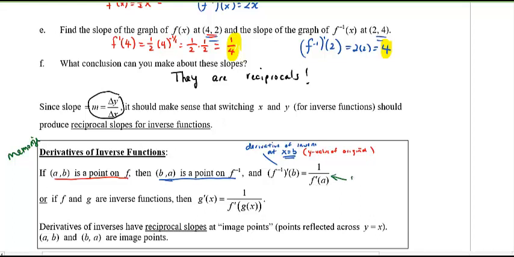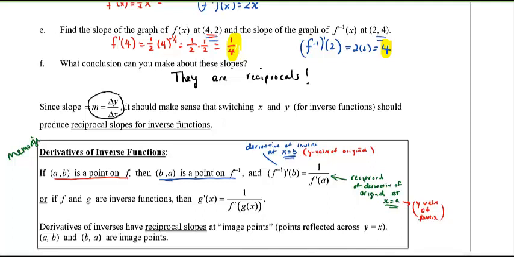So this is really the reciprocal of the derivative of, not the inverse, but the original, at what though? At its a value. So at x equal to a of the original, which is really the y value of the inverse. Okay? And if you understand that, this is actually pretty straightforward.